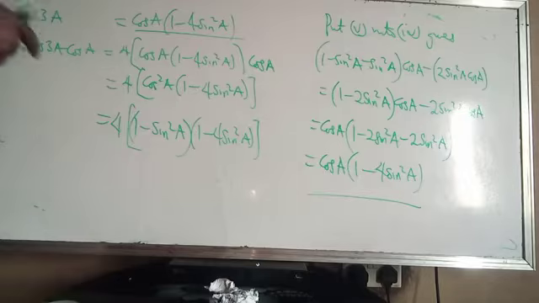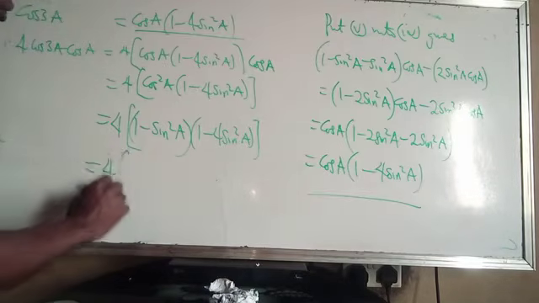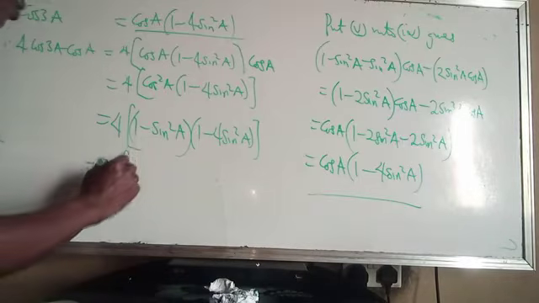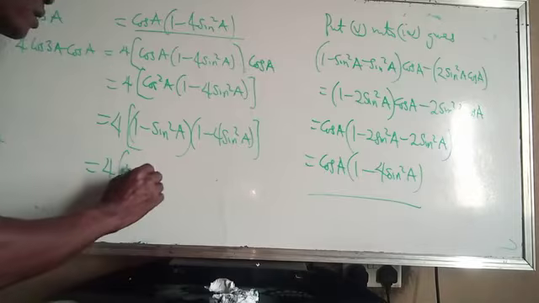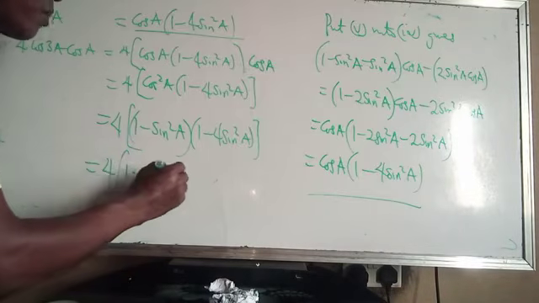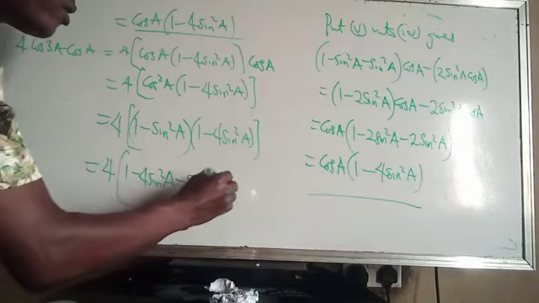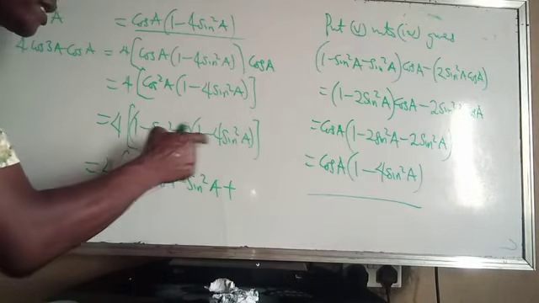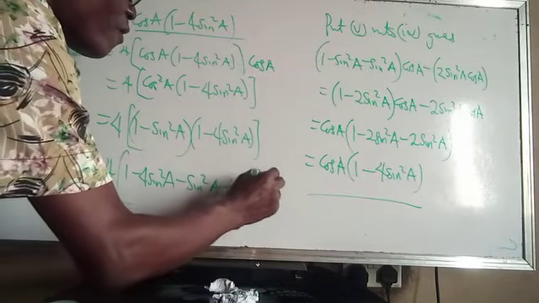So that means we have to expand this. This one will give us what? 4 into 1 times 1 is 1. 1 times 4 sine square A, that's minus 4 sine square A. Minus sine square A times 1 minus sine square A. The minus times minus is plus. Sine square A times 4 sine square A, that is 4 sine raised to power 4A.